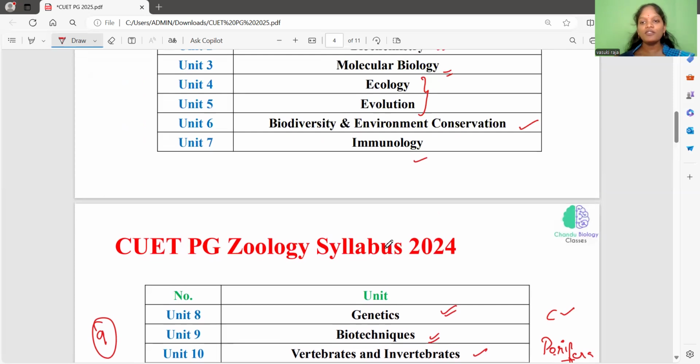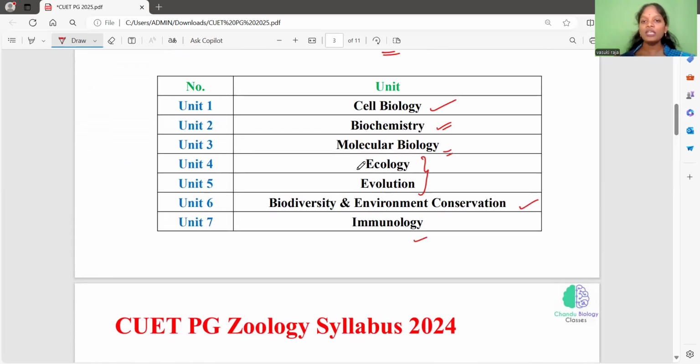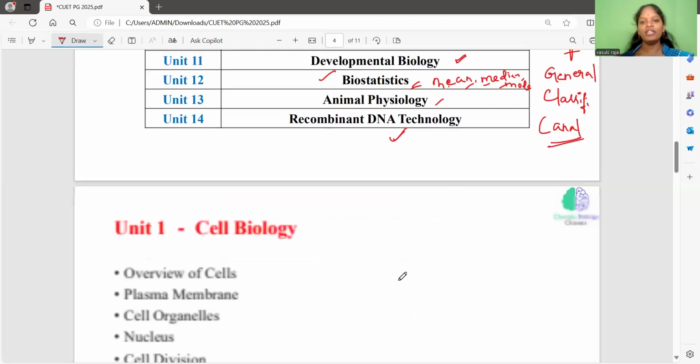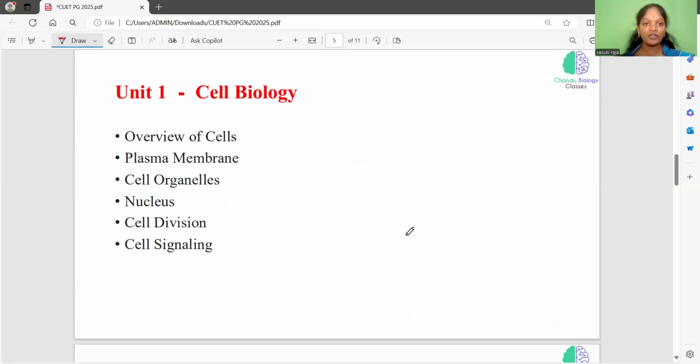So these are all the list of 14 units, and we are going to focus on the most important units first, and after that we are going to see the less important units. I have given 7 important units which we have to focus on as the first priority. So the first unit will be cell biology.